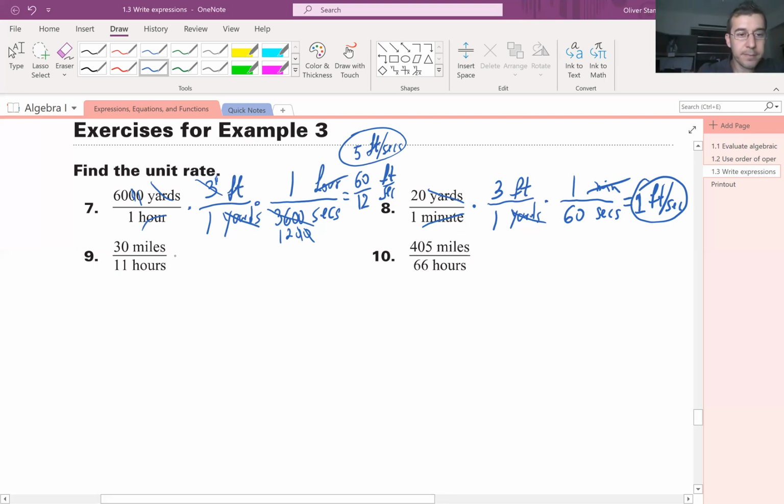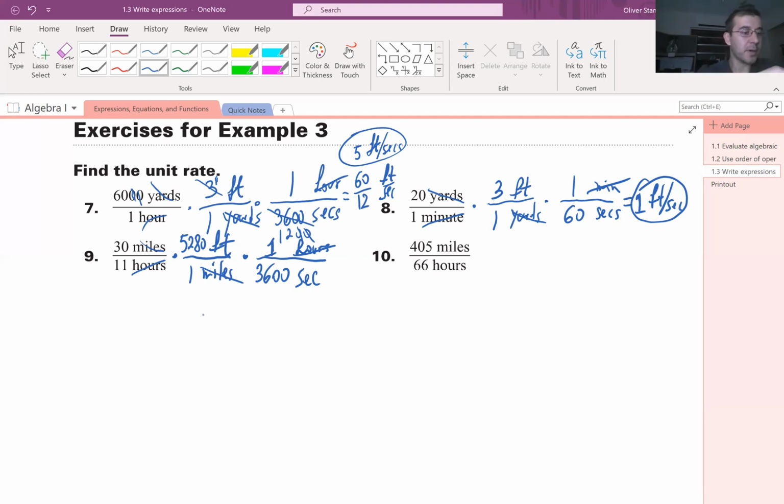Number 9. Same thing again. Feet, here miles. Miles and miles are going to cancel out. 1 mile has 5,280 feet. And then hours here are going to cancel out with those hours. 1 hour has how many seconds? 3,600 seconds, right? 1 hour has 60 minutes and 1 minute has 60 seconds, so 60 times 60 is 3,600. Now we're going to cancel out hours and hours, miles with miles.